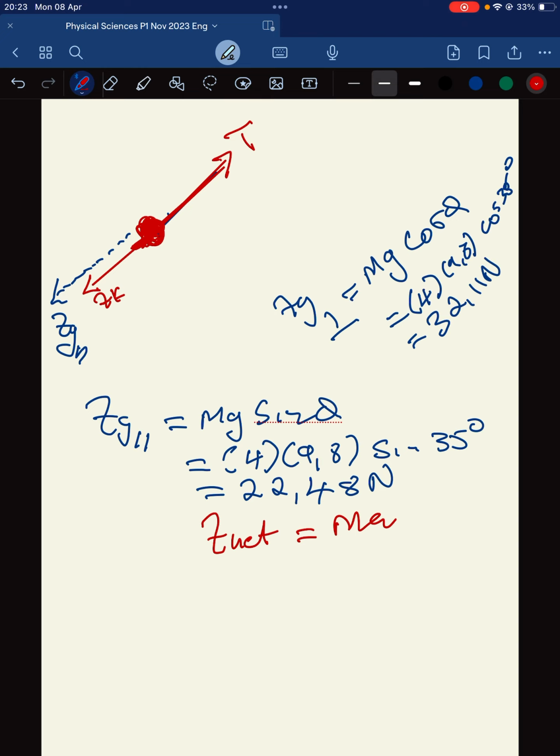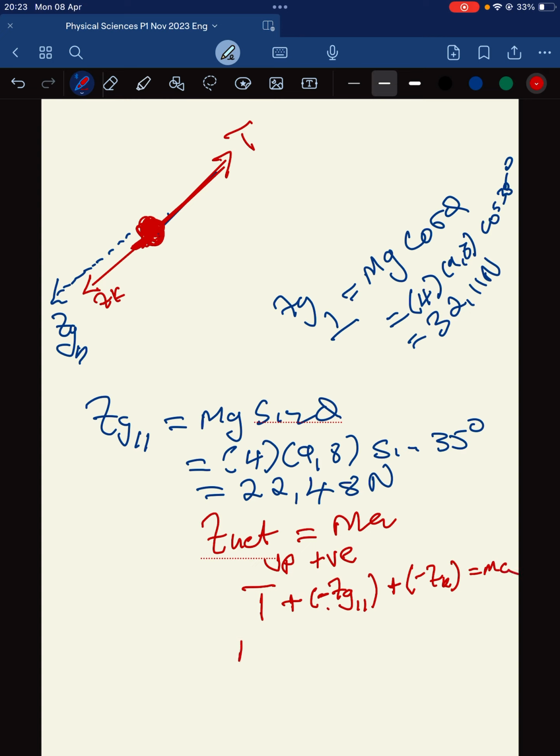Now, we need to choose a direction that we're taking as positive. In this case, I'm going to say up the incline as my positive. So what does that mean? It means that I'm going to have tension that is positive, plus net force is the sum of all the forces, minus FG parallel. Why is it negative? Because it's going downward and we said up is positive. Plus minus FK, this is equal to MA.